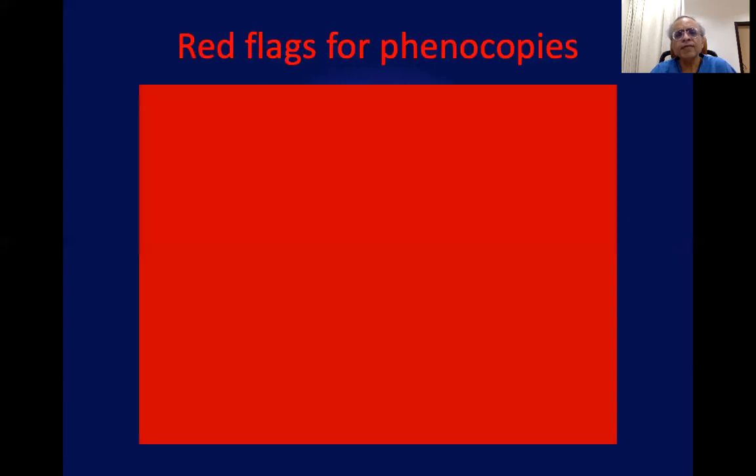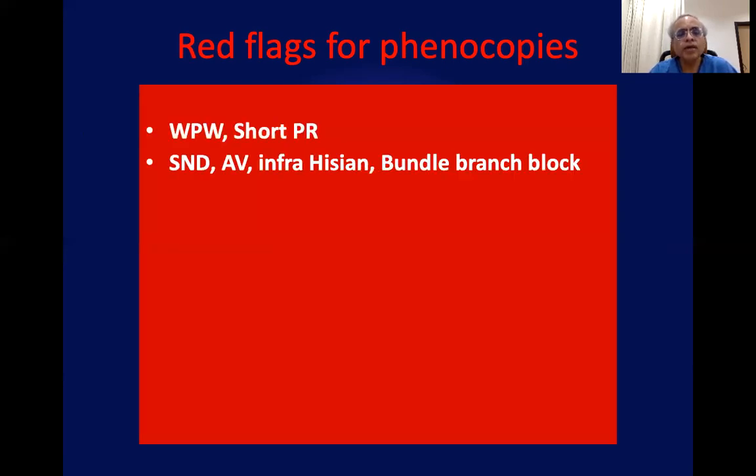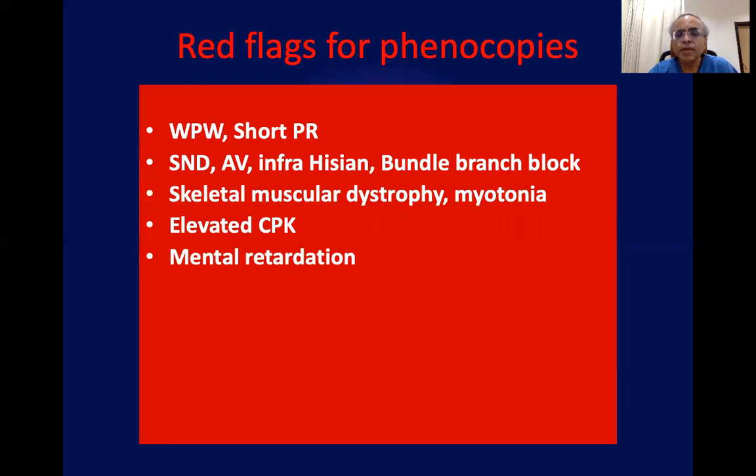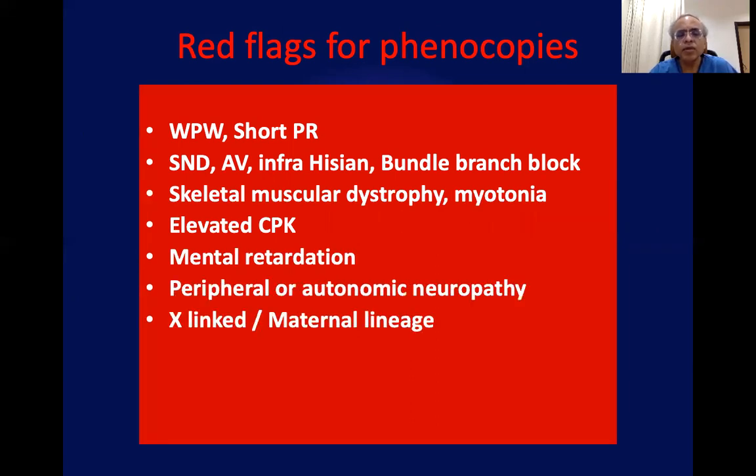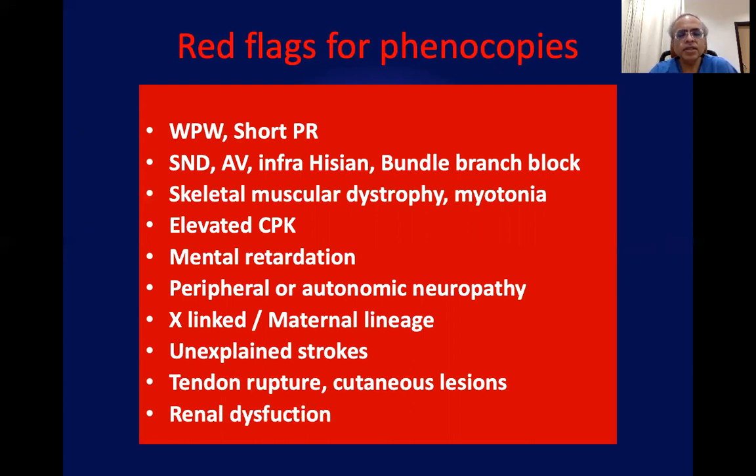There are certain red flags that tell you that you are not dealing with a hypertrophic cardiomyopathy, but you are dealing with a phenocopy. So, what are the red flags? If the patient has a WPW syndrome, short PR interval, sinus node dysfunction, infrahisian blocks, patient needing a pacemaker, skeletal muscular dystrophy, myotonia, elevated CPKs, patient having mental retardation, peripheral or autonomic neuropathies, or if the lineage is X-linked or maternal, unexplained strokes, tendon ruptures or cutaneous lesions, renal dysfunction. When these things are there associated with a significant hypertrophy, just think that you may be dealing with a phenocopy.